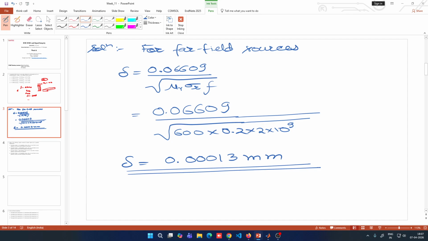And now we have to find the reflection loss RdB, which is given by the formula. Again, I am just writing the direct formula here. For far field it is 168.14 plus 10.